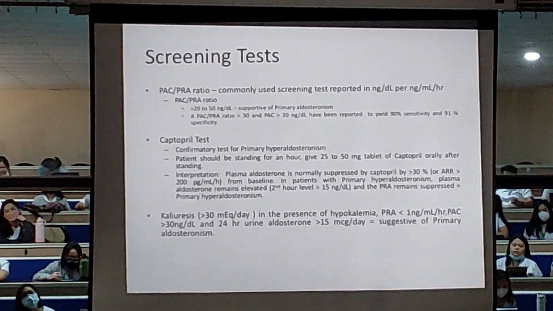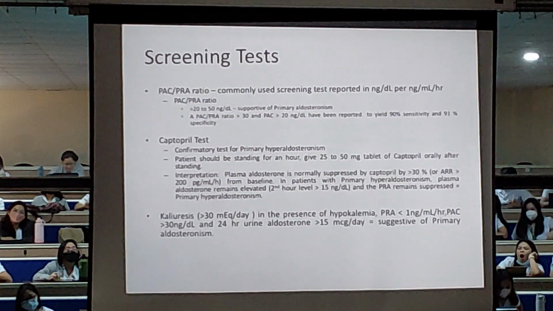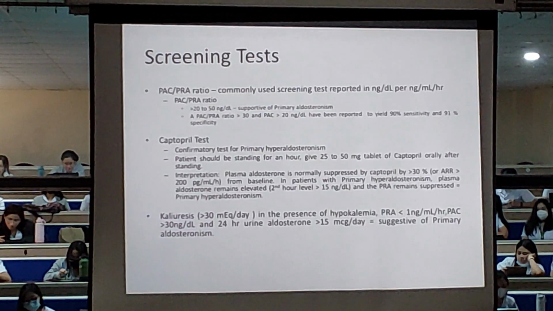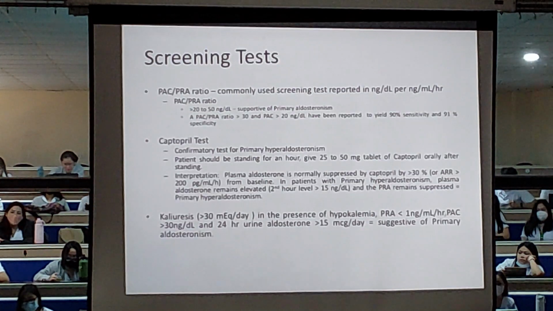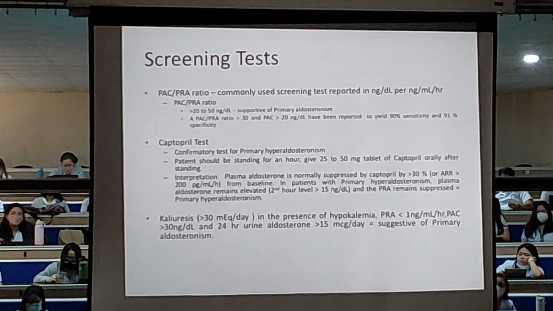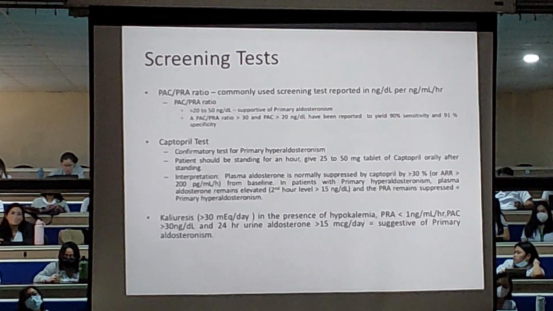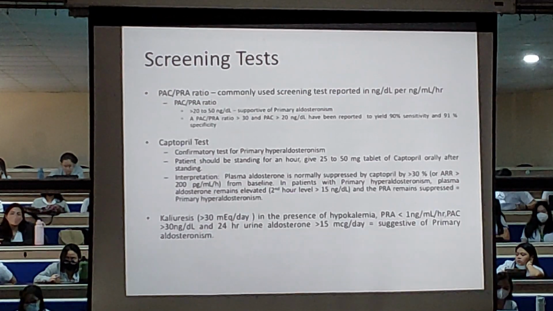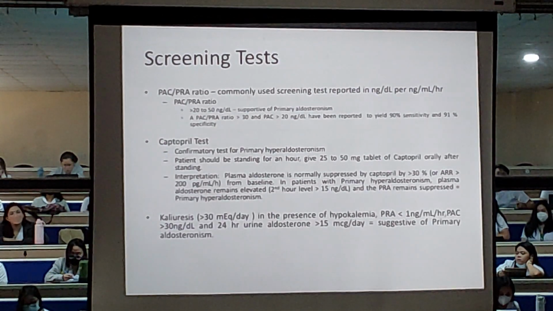So these are the screening tests. The plasma aldosterone to plasma renin ratio is commonly used as a screening test. This is reported in nanogram per dl per nanogram per ml per hour. If the plasma aldosterone concentration to plasma renin ratio is more than 20 to 50, then it is supportive of primary hyperaldosteronism.